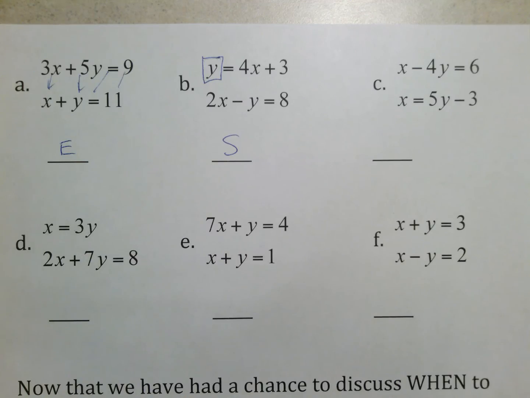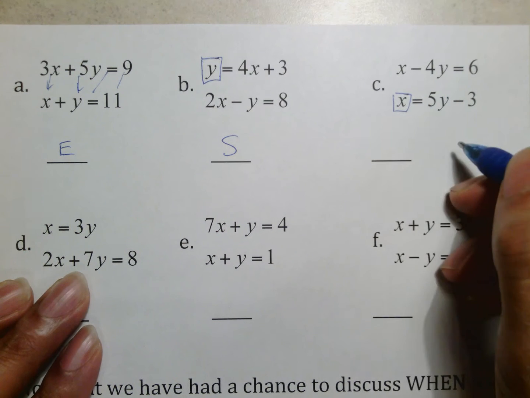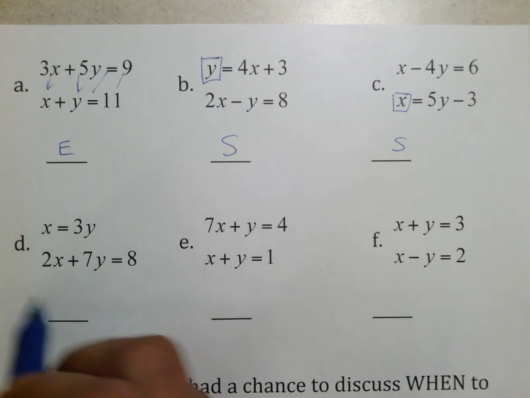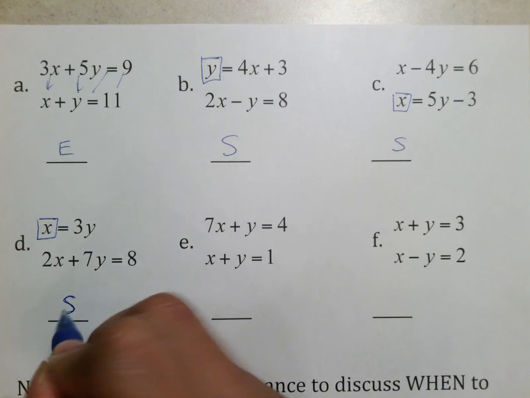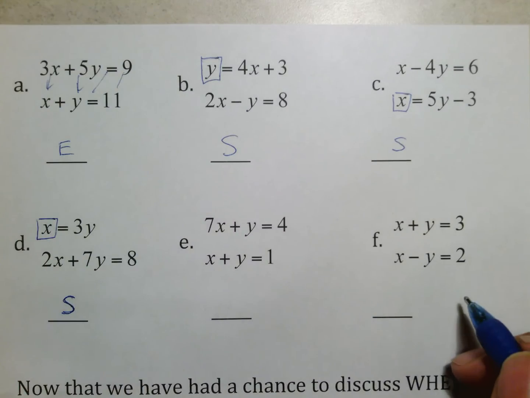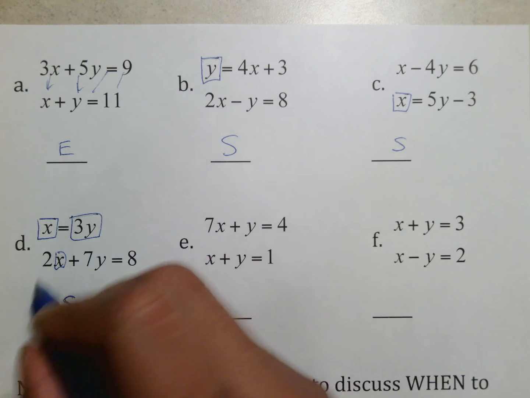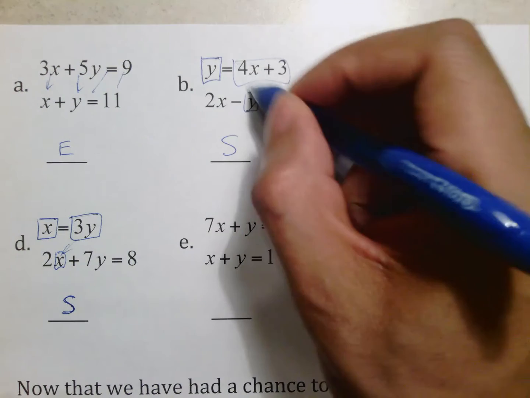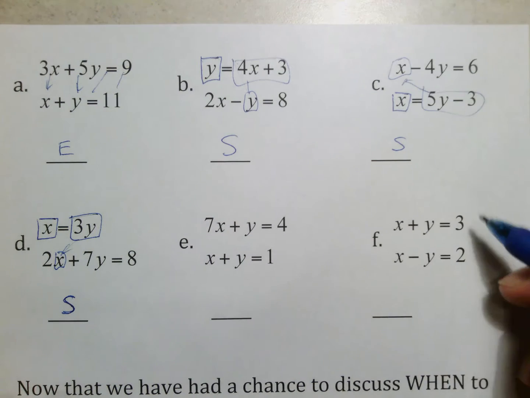So for example, on C, as soon as I see the x all by itself and I see x equals, that means that also has to be substitution. Looking at letter D, I see that there's an x all by itself here, so this has to be substitution. Again, once you see that letter all by itself, you would set it up the way that you normally would, where you're going to put 3y in there, or 4x plus 3 right there, or 5y minus 3 right there.